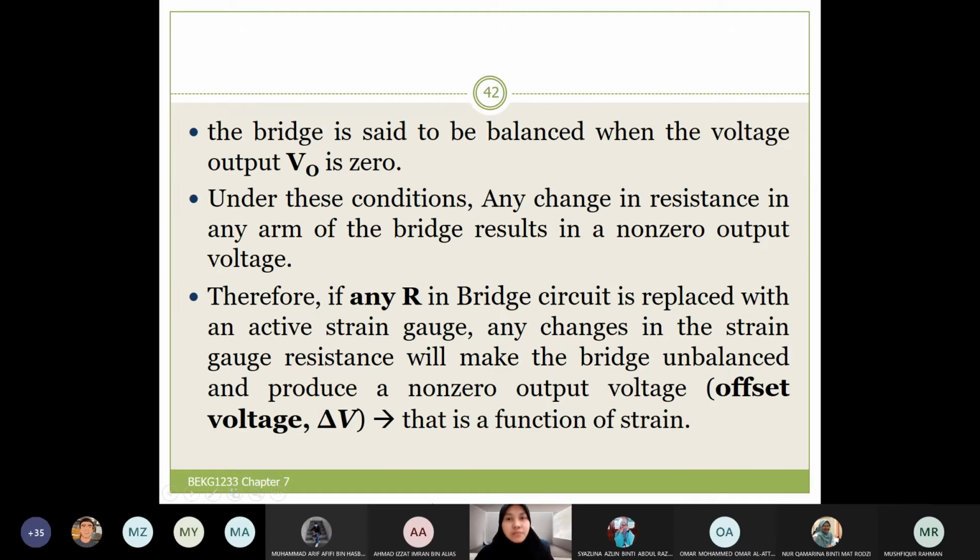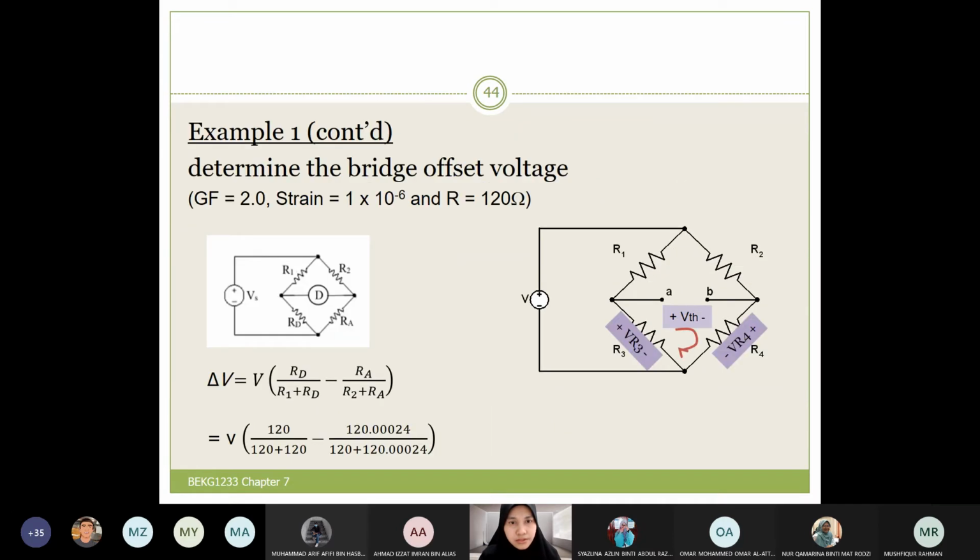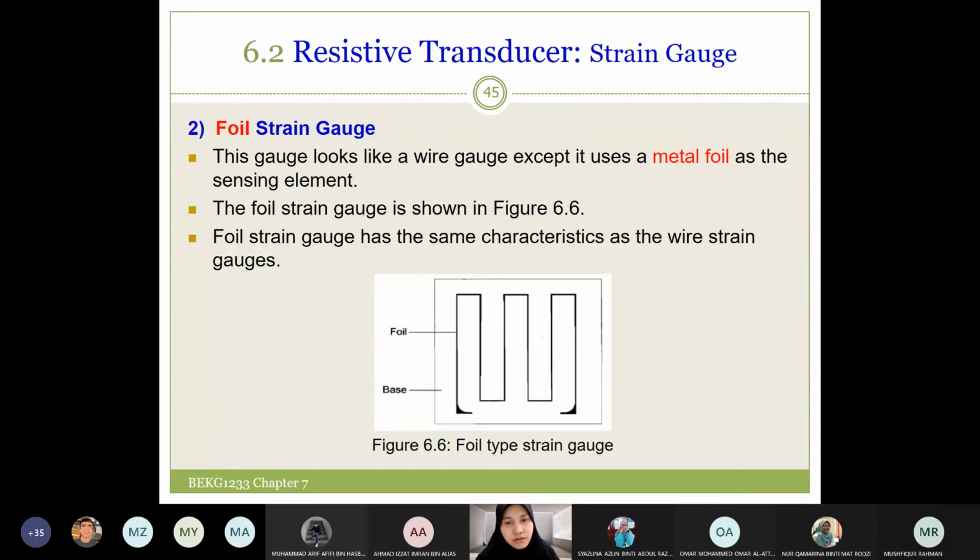Okay, the bridge is said to be balanced. We have learned this during Wheatstone Bridge, right? We have gone through this in Wheatstone Bridge, right? But this Friday we will go through all the calculations.